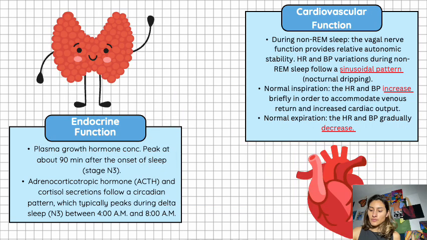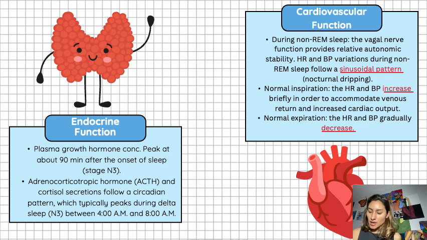Alrighty, so now talking about the endocrine function. So plasma growth hormone concentrations usually peak about 90 minutes after the onset of sleep, typically during stage N3. Patients with obstructive sleep apnea or narcolepsy commonly have a decreased correlation between sleep and growth hormone concentrations. Adrenocorticotropic hormone, also known as ACTH, and cortisol secretions follow a circadian pattern, which typically peaks during delta sleep stage N3, between 4 a.m. and 8 a.m.